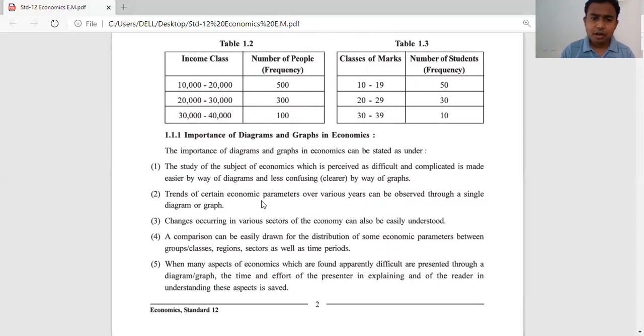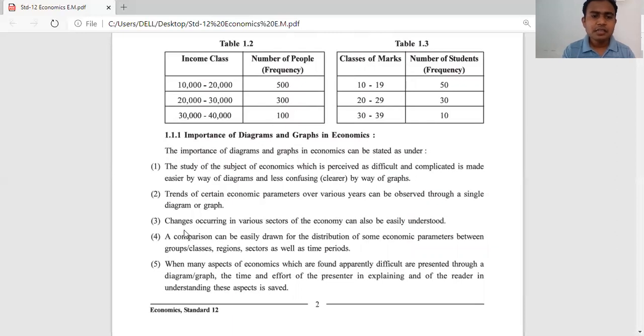Now, these changes and fluctuations, if you want to explain them to some known person, if we write them in a paragraph, it won't be easy for them to understand. But when you present the information through diagrams and graphs, it is very easy for them to understand the change. If you are taking five years of data, from 2015 to 2020 in India, what is the population? Through a diagram and graph, if you present the information, it is easier to understand than writing in paragraphs.